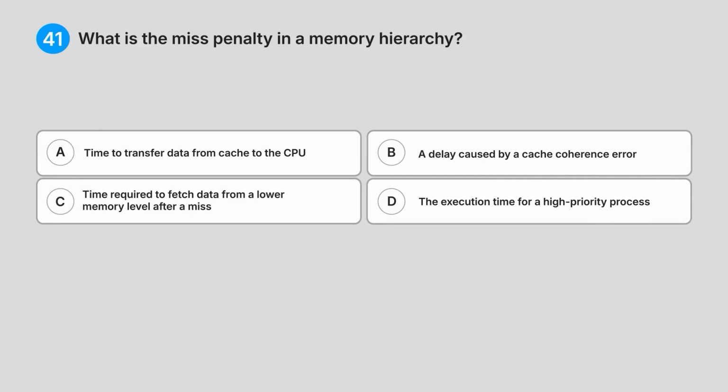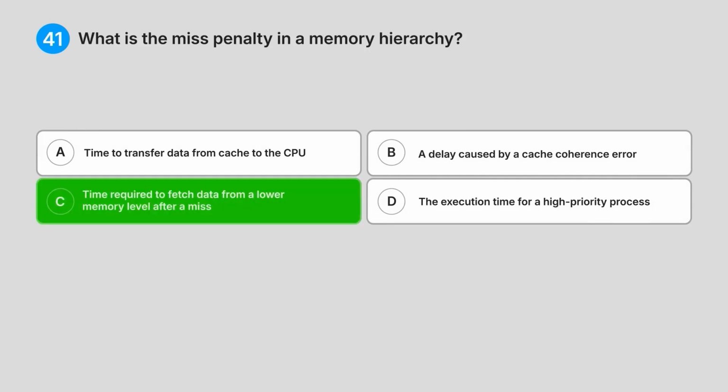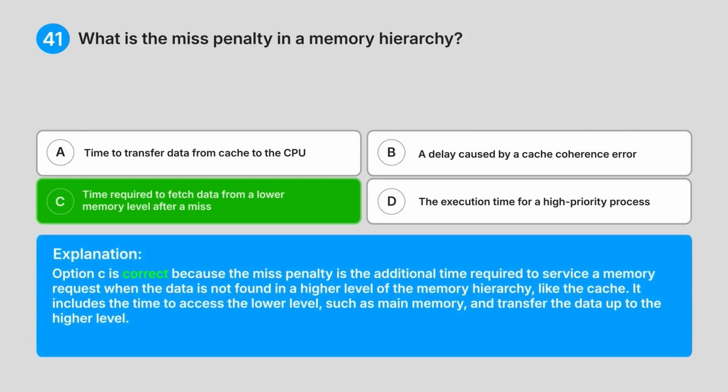Correct answer. C. Time required to fetch data from a lower memory level after a miss. Explanation: Option C is correct because the miss penalty is the additional time required to service a memory request when the data is not found in a higher level of the memory hierarchy like the cache. It includes the time to access the lower level, such as main memory, and transfer the data up to the higher level.